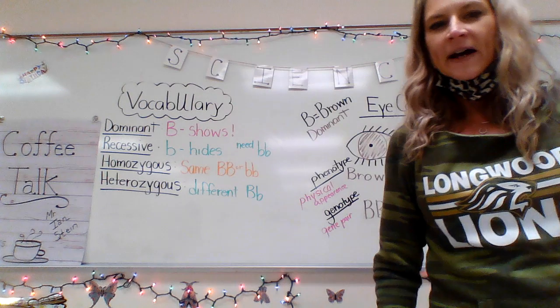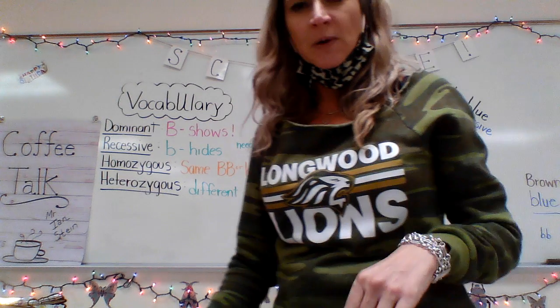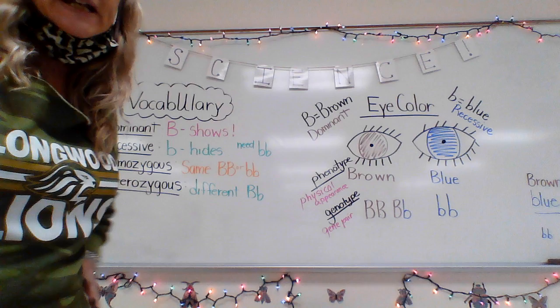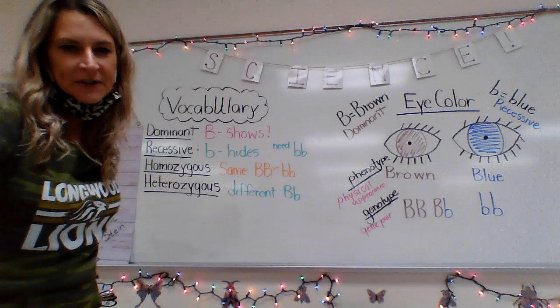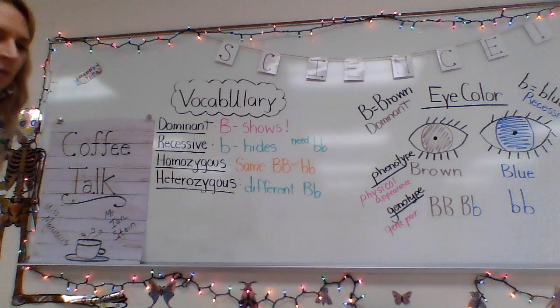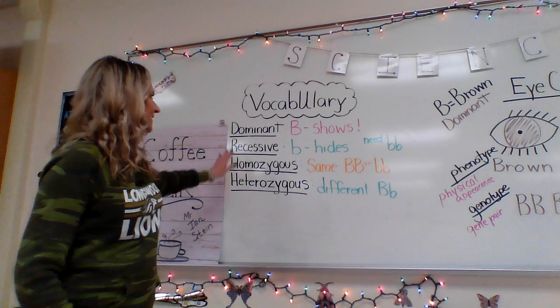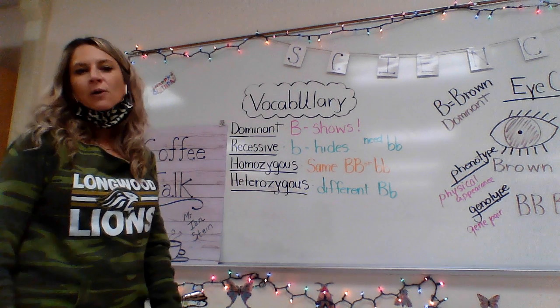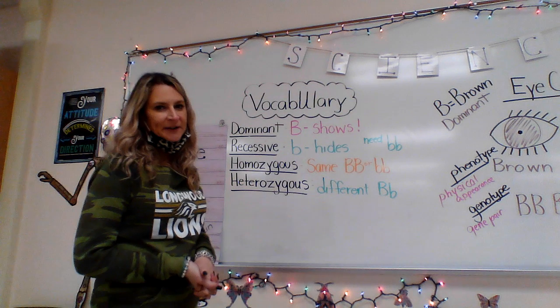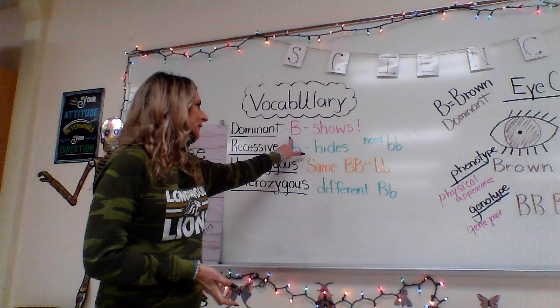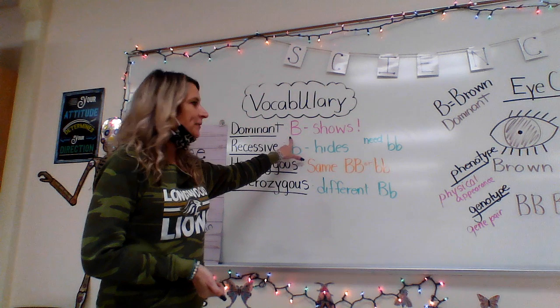Hi guys. Today's lesson, I would like to just go over the most important vocabulary and do some more practice on Punnett squares. So what we have learned so far as vocabulary are the words dominant and recessive. We always show a dominant allele or letter in our gene pair with a capital letter. So here I have the example, capital B.